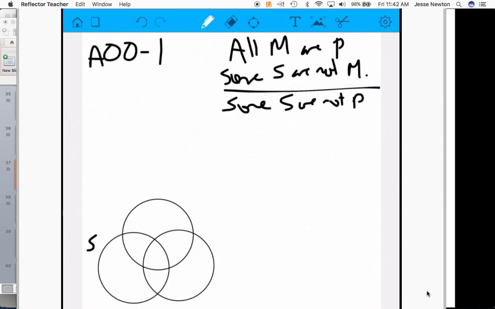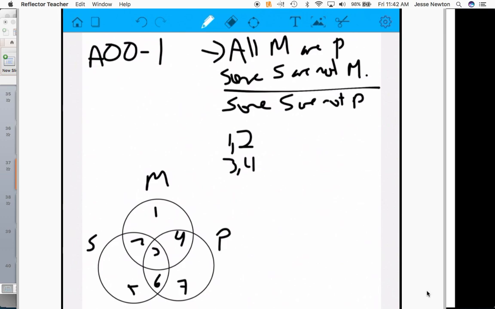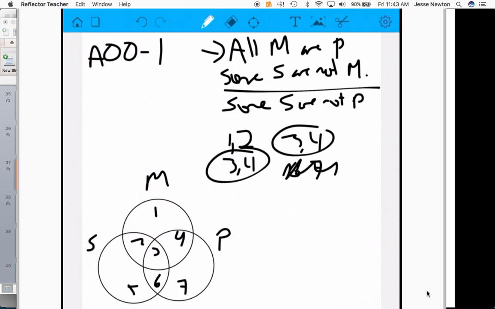All right, so S, M, and P, regions 1, 2, 3, 4, 5, 6, 7. Okay, so let's begin with the first premise because it's a universal, so it tells us the most definitive information. All M is P. M is regions 1, 2, 3, 4, and P is 3, 4, 6, 7. Locate the regions of overlap, scribble that out. All are in 3 and 4. Well, if they're all in 3 and 4, where are they not? Nothing in 1, nothing in 2. All right.